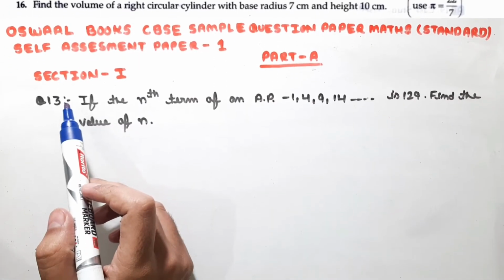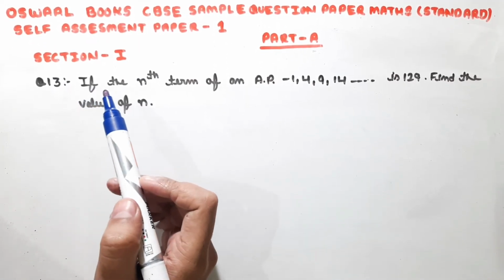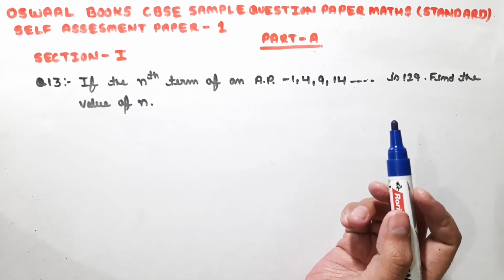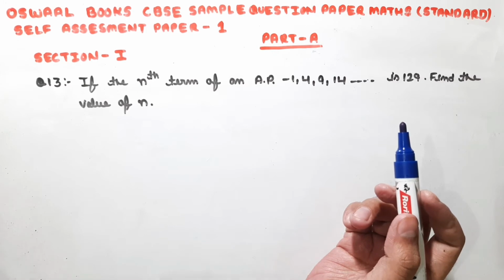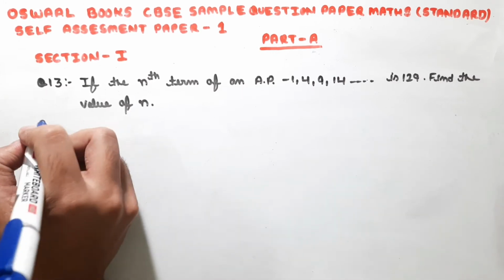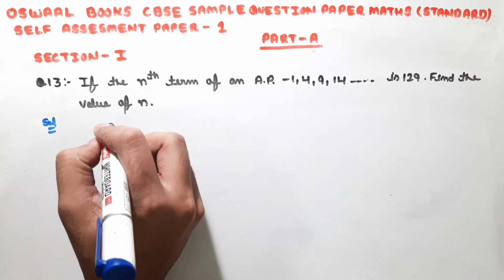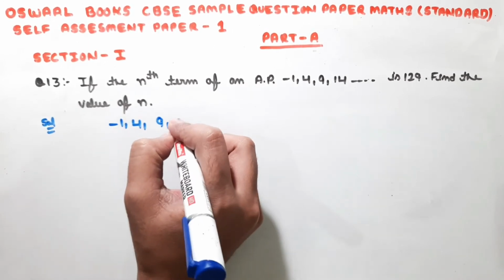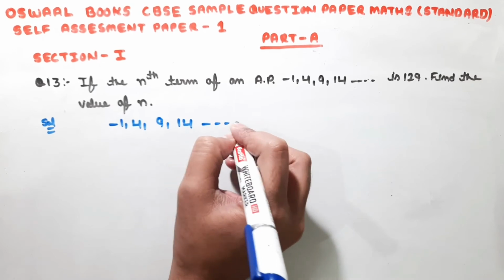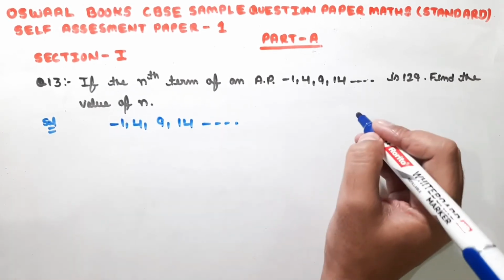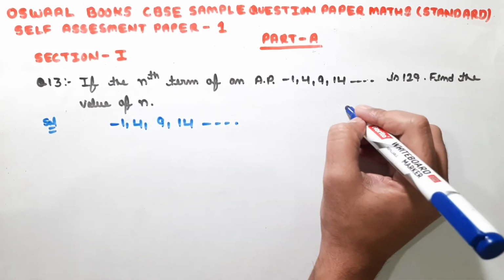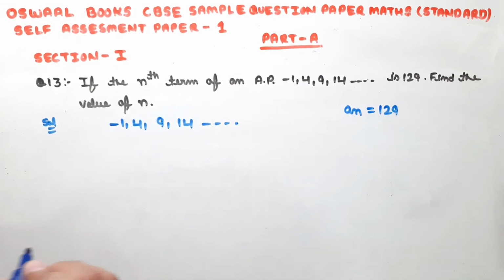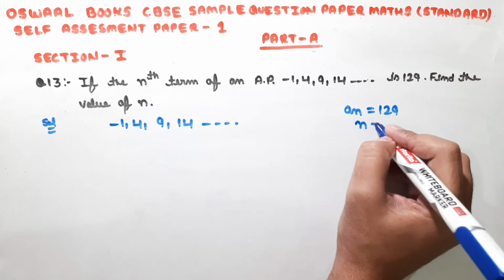Question number 13. If the nth term of an AP minus 1, 4, 9, 14 is 129, find the value of n. In this problem, we have given an AP minus 1, 4, 9, 14, and so on, and the nth term of the AP, a_n, is 129. We have to find the value of n.